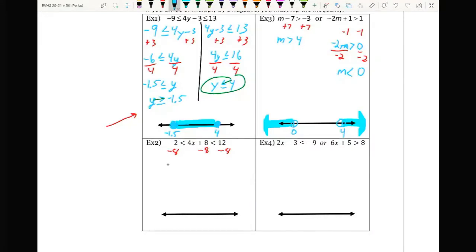Negative 2 minus 8 is negative 10, is less than 4x, is less than 12 minus 8 is 4. Now I'm going to divide by 4 in all 3 places. Negative 10 divided by 4 is negative 2.5, is less than x, is less than 4 divided by 4 is 1.